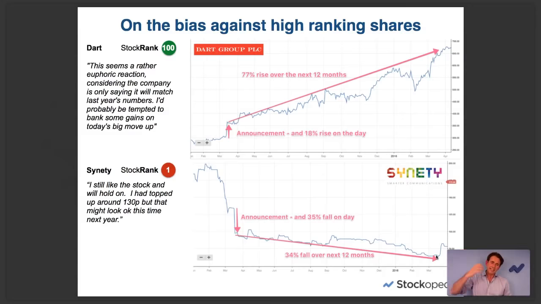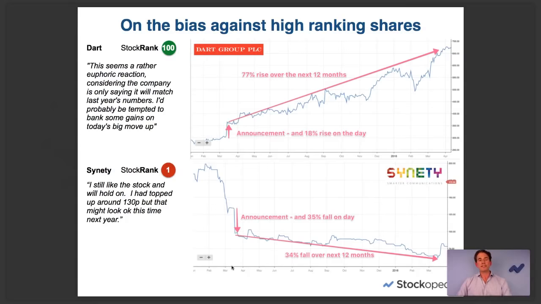And there really is this psychological bias that I see again and again against buying higher ranking shares. And the reasons are that people don't like buying value shares because they might be problematic or ugly. People don't like buying profitable shares because they're a bit predictable. And when shares go to new highs, everyone thinks I've got to bank a gain.